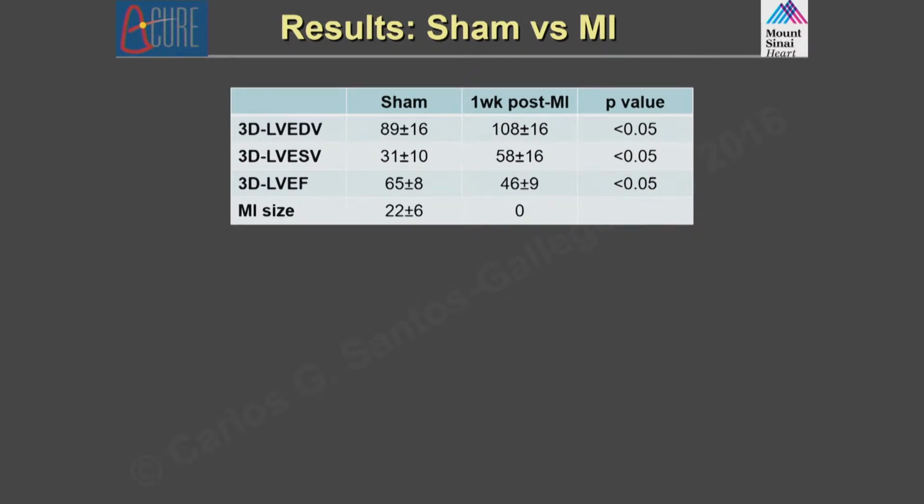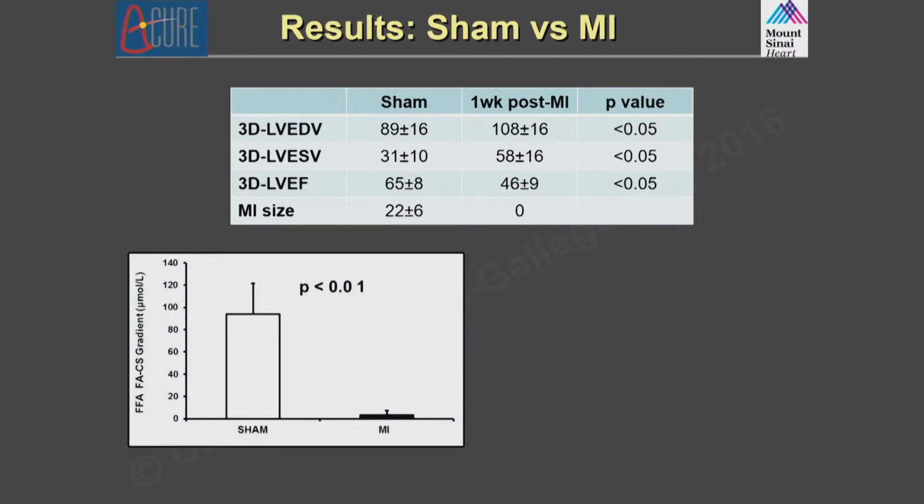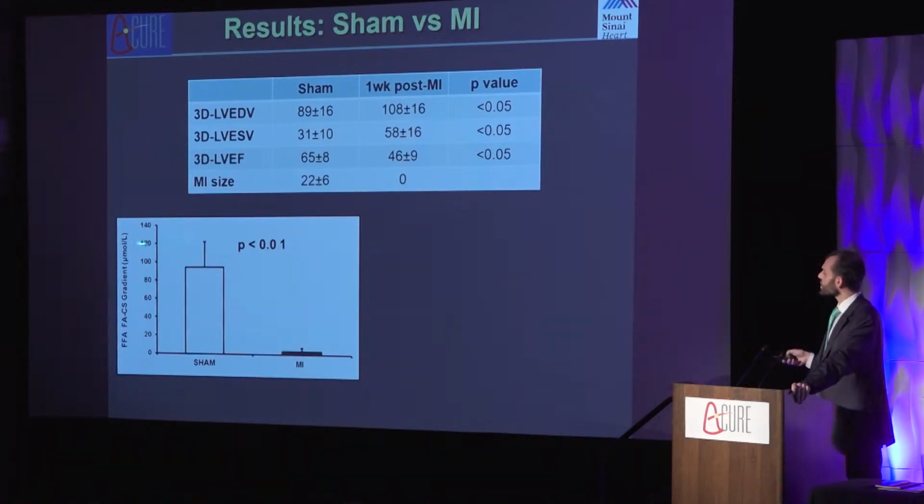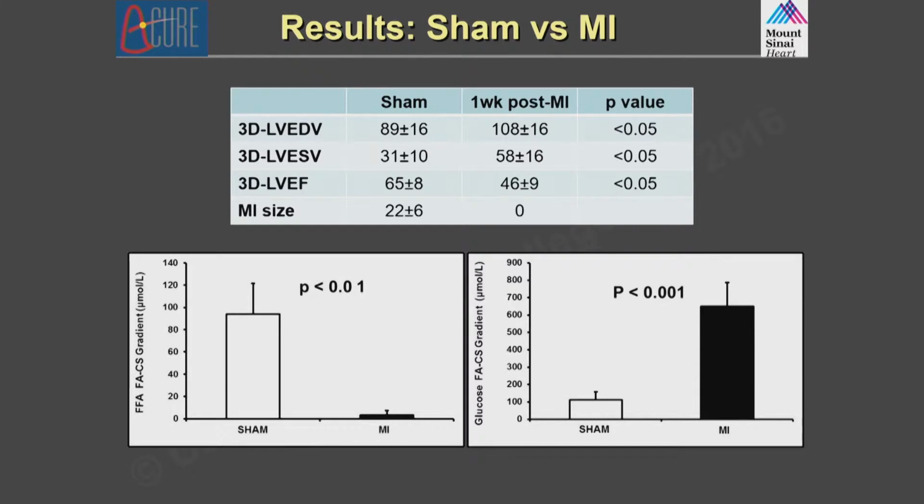As expected, myocardial infarction results in an increase in left ventricular volumes, a reduction in ejection fraction, and the creation of scar as determined by TTC. How do metabolites fare? One week after infarction, when heart failure has already developed, we see a reduction in the free fatty acid metabolism of the heart. We see high fatty acid uptake by the healthy myocardium that is reduced in the control animals, while conversely, glucose myocardial uptake is low in the healthy myocardium and is increased by 6-fold in the heart failure.